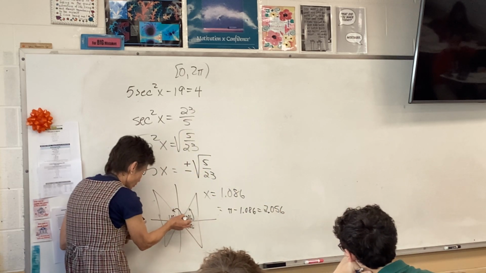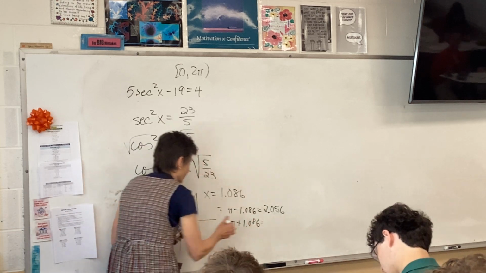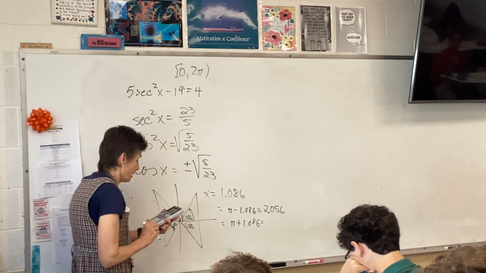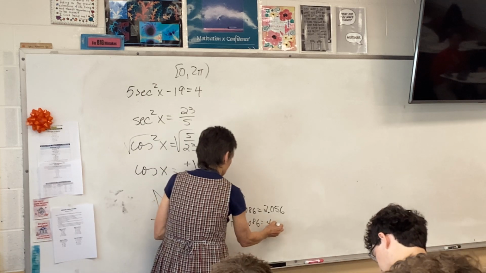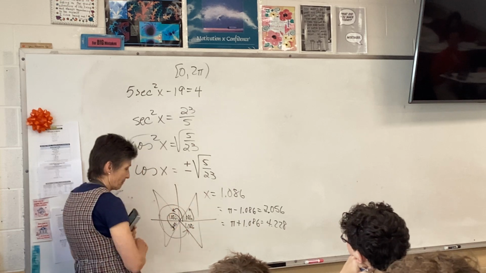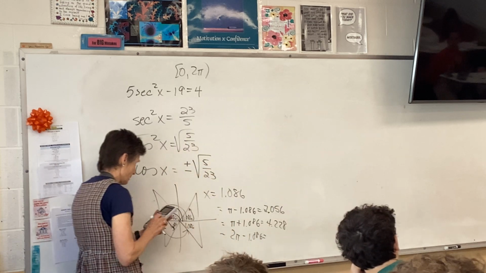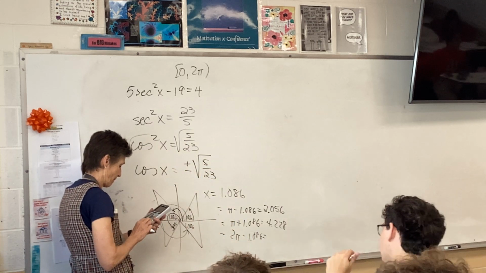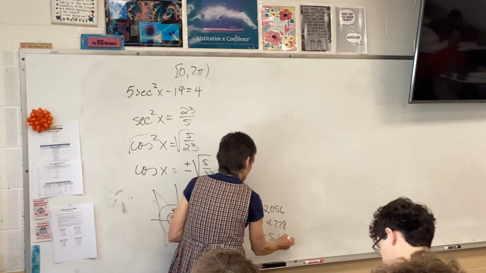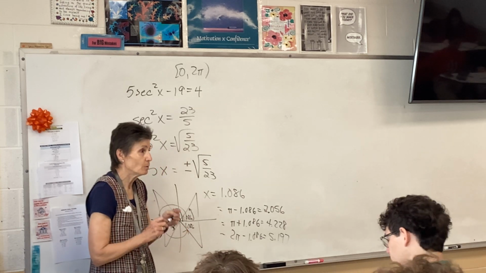And then the next one will be pi plus 1.086, which is 4.228. And the last one will be 2 pi minus 1.086, which is 5.197. Okay, I don't know who asked for that, but does that help? Yeah. All right, who else?